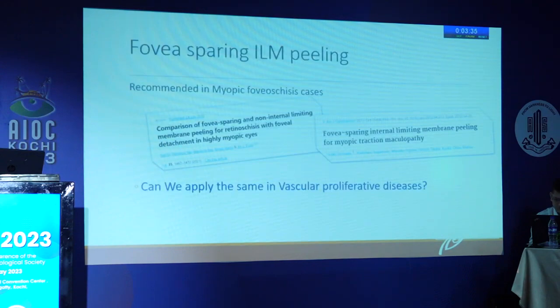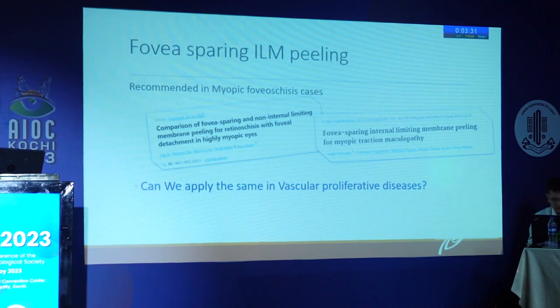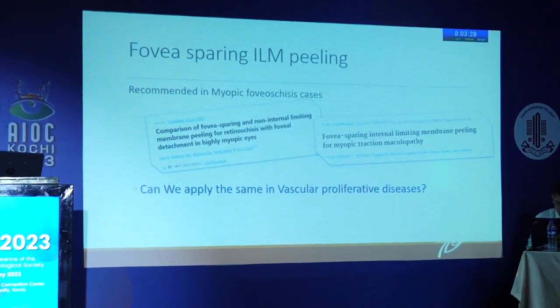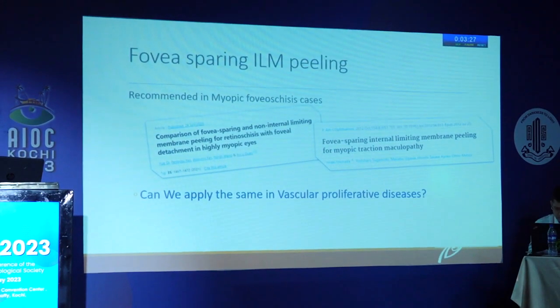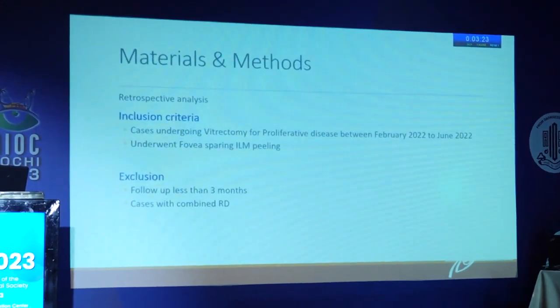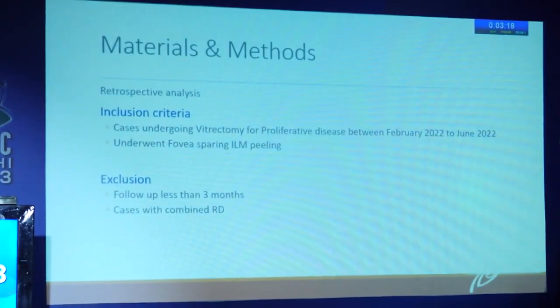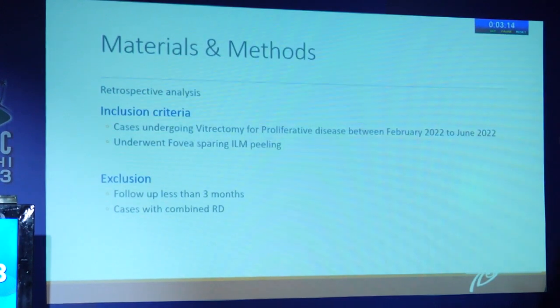Foveal sparing ILM peeling is recommended in myopic foveoschisis cases by many authors. So, can we apply the same in vascular proliferative diseases? We did a retrospective analysis with inclusion criteria of cases undergoing vitrectomy for proliferative diseases between February 22 and June 22. All those cases that underwent fovea sparing ILM peeling were included. Follow-up of less than 3 months was excluded. Cases with combined RDs were excluded.